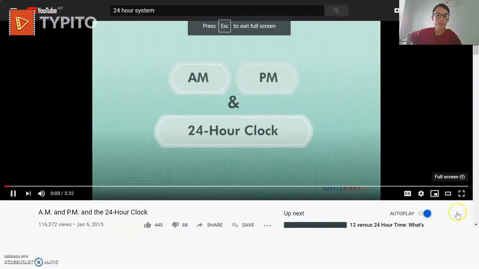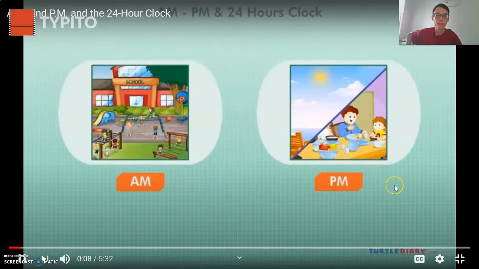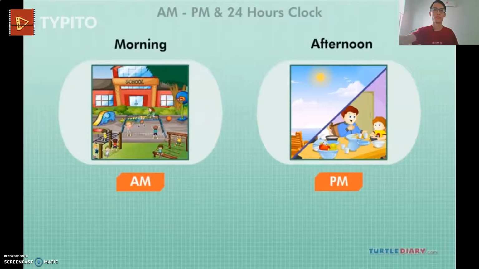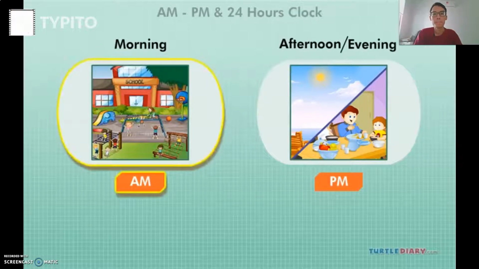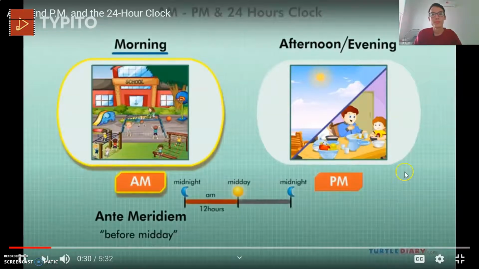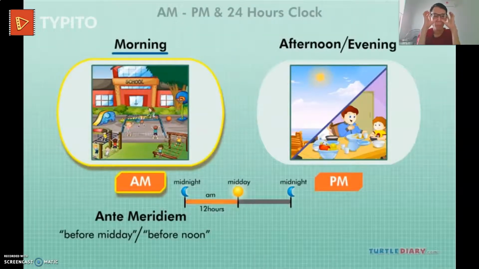And the 24-hour clock. AM and PM are abbreviations that tell us whether the time occurs in the morning or in the afternoon or evening. AM occurs in the morning. It stands for antemeridium, which means before midday. You can think of it as before noon.